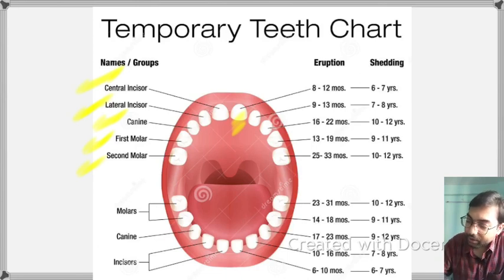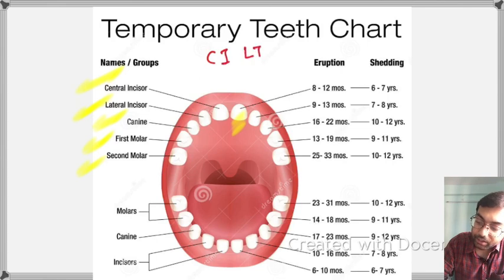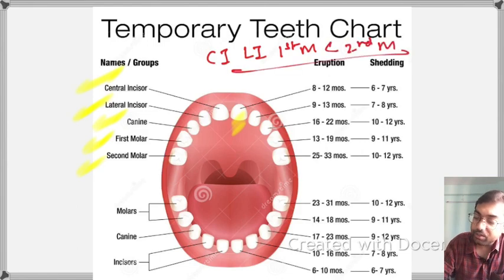The order of eruption: first is the central incisor, then the lateral incisor, then the first molar, then the canine, and then the second molar. I am Chief Minister.